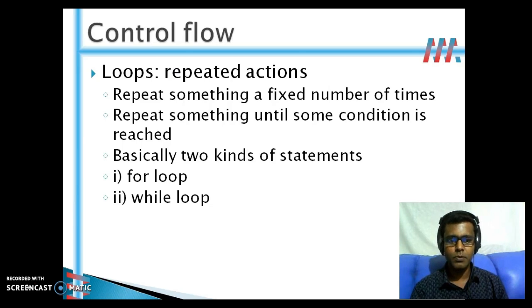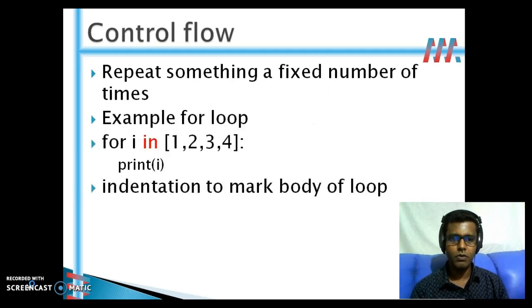To support this, there are basically two kinds of statements available. The first is the for loop, which supports the first case, where we repeat something for a fixed number of times. The second is the while loop, which supports the second case, where we repeat something until some condition is reached. We'll see them one by one. The first one is the for loop, where we repeat something for a fixed number of times.